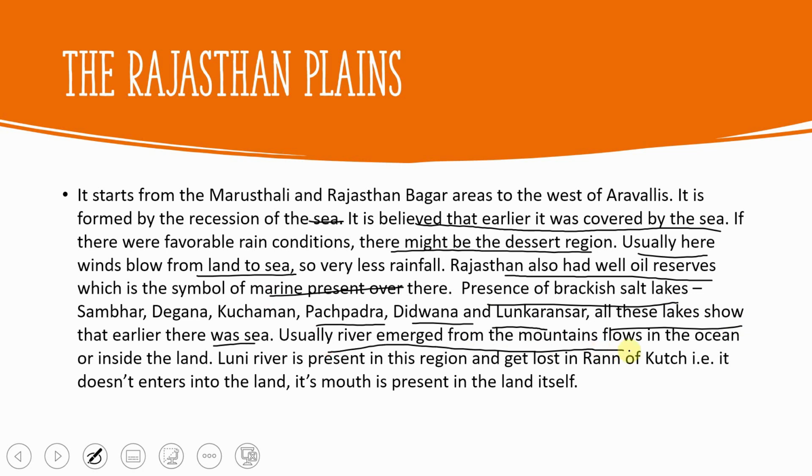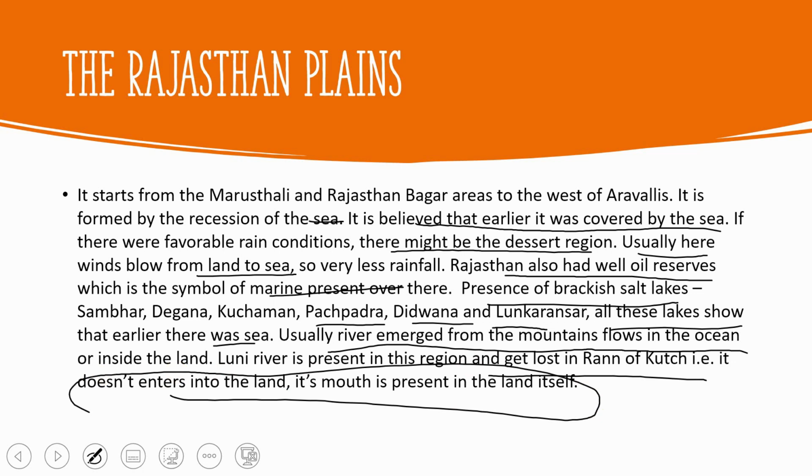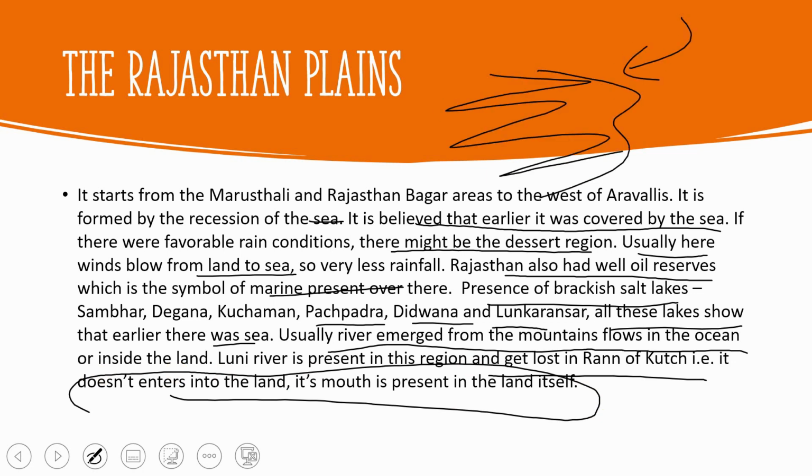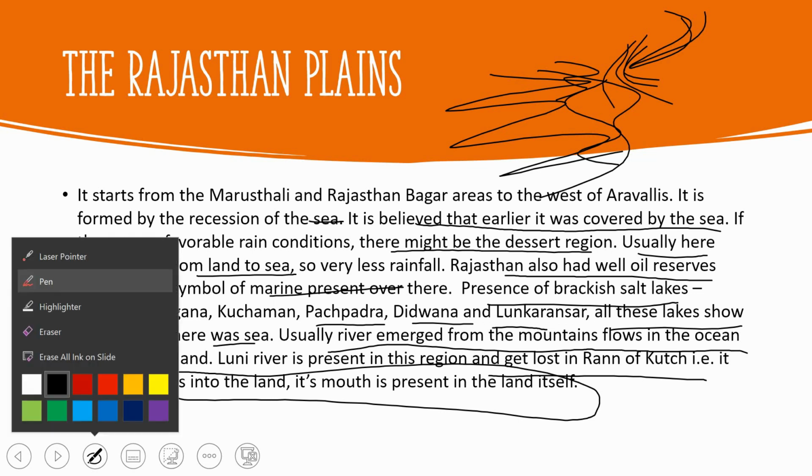Usually rivers emerge from the mountains and flow into the ocean or inside the land. The Luni river is present in this region and almost gets lost in the Rann of Kutch, and it does not enter the sea. See, the Luni river flows and disappears in the desert. If the sea was present there, it would have acted as the mouth of the river, and we would have gotten lots of deltas. Now the sea has disappeared, so the river disappears into the land. The mouth of the river disappears into the Rann of Kutch. Okay, these are the Rajasthan plains.